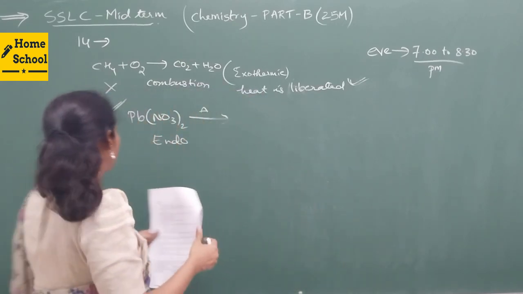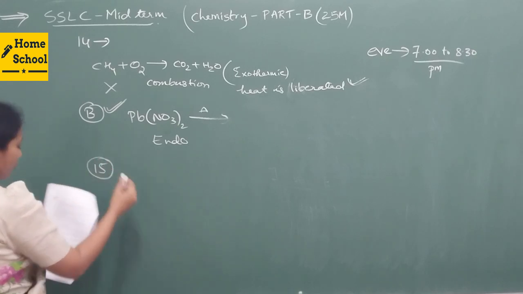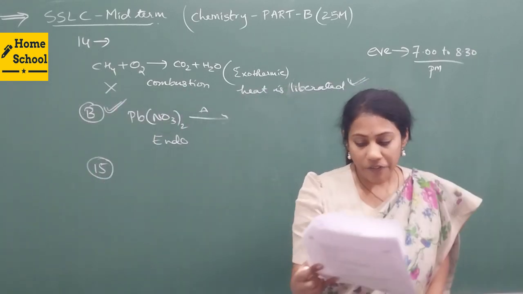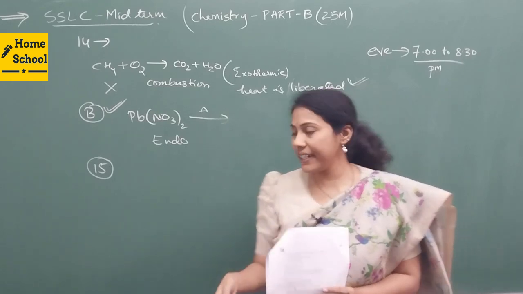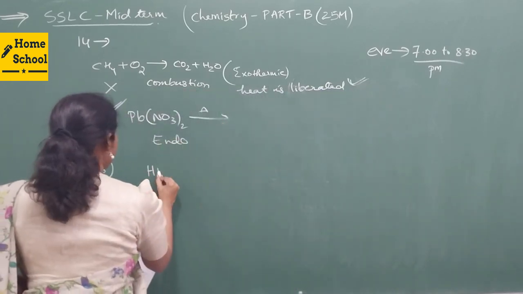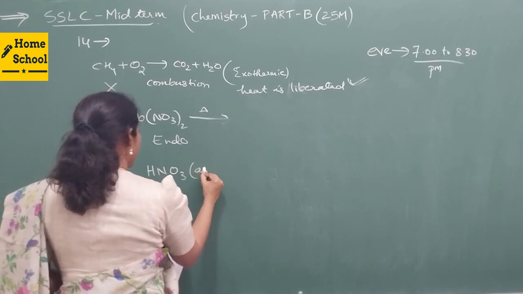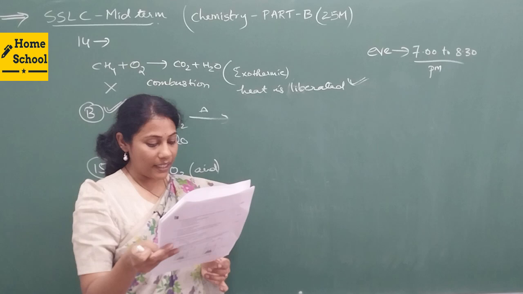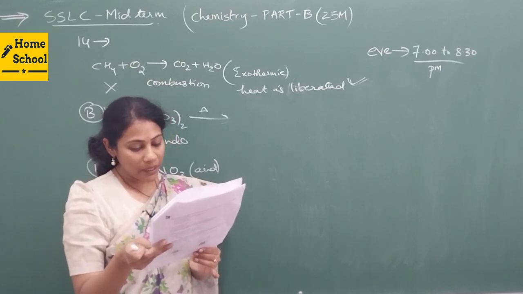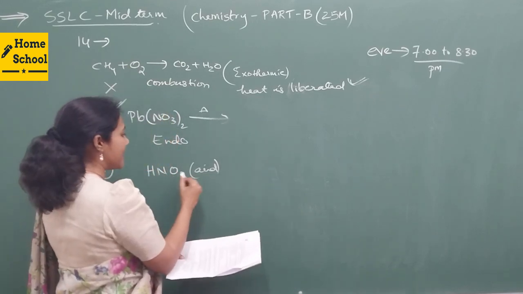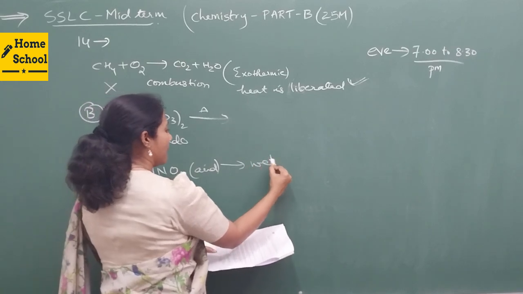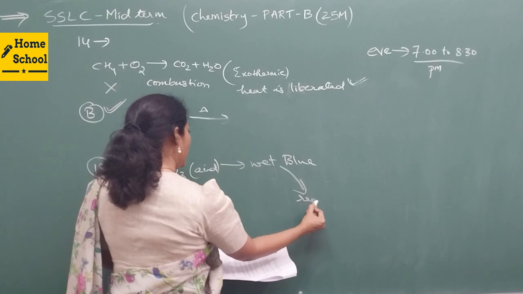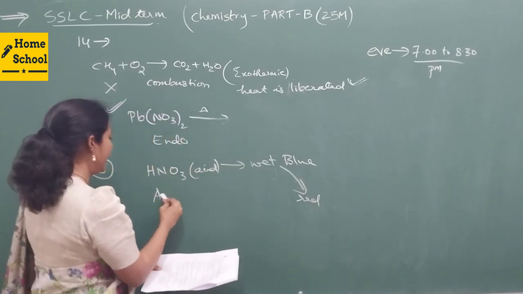So going to the next question, that is the 15th question. The litmus paper that changes its color when exposed to the fumes of nitric acid. We know nitric acid is an acid, right? So which litmus paper changes its color? Wet blue litmus paper. Nitric acid is an acid, no? Wet blue litmus paper will get converted into red. Definitely option A itself is the correct answer.